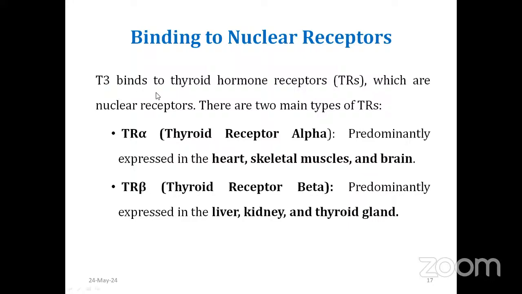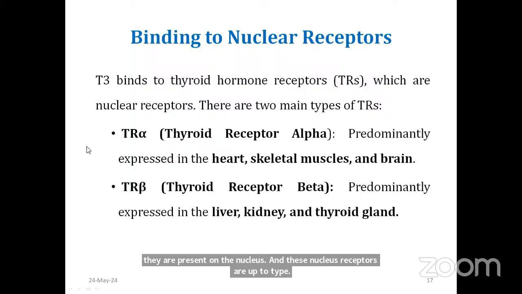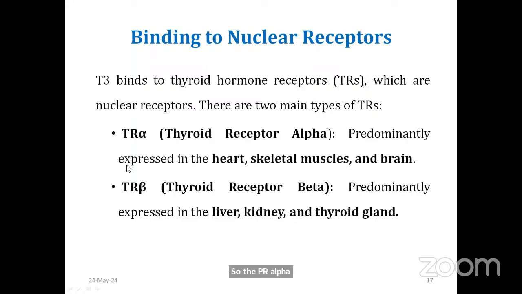Now the T3 binds to thyroid hormone receptors, which are nuclear receptors. They are present on the nucleus, and these nuclear receptors are of two types: TR alpha, thyroid receptor alpha, and thyroid receptor beta. The TR alpha are predominantly expressed in the heart, skeletal muscle, and brain, and TR beta are predominantly expressed in liver, kidney, and thyroid gland.